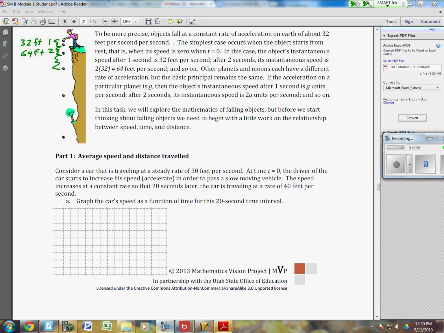The third second is going to be 96. It's not double 64, it's 96. You add 32 each time, right? It gets going 32 feet faster each time. So the 4th second, it's actually going to travel 128 feet that 4th second, right? Okay, and so forth. The 5th second is going to be 160, and so forth.